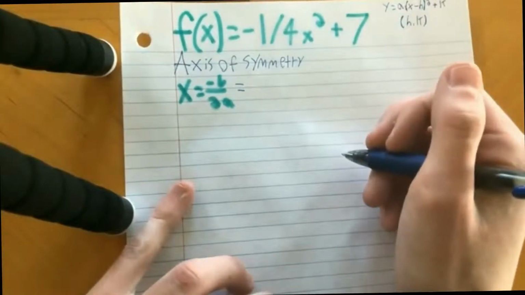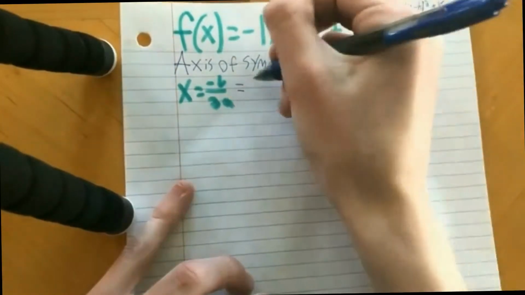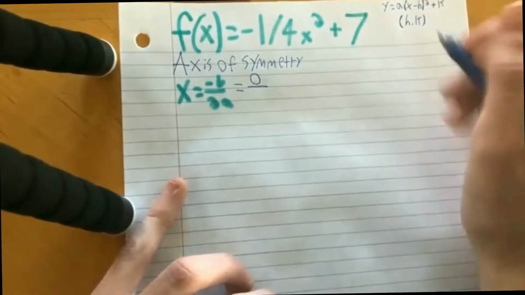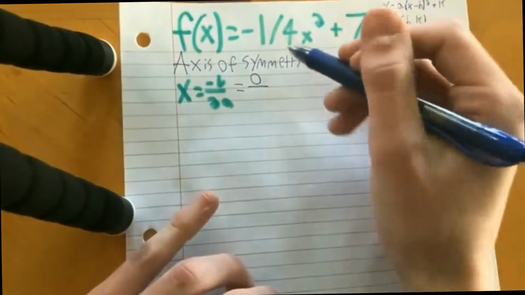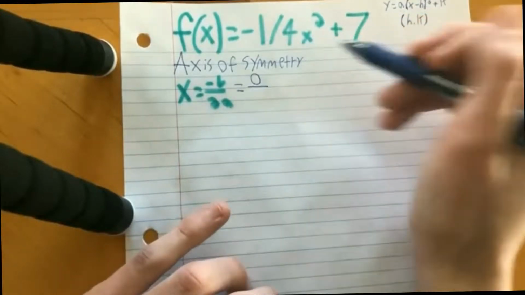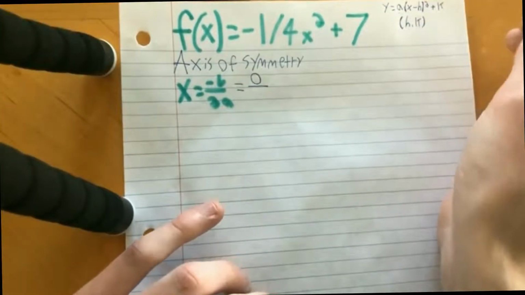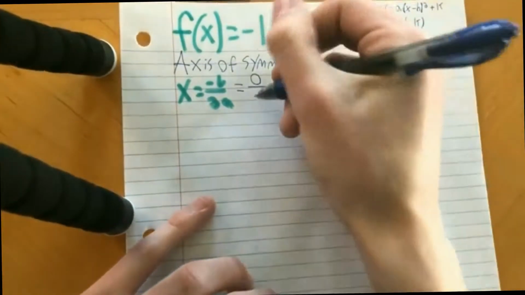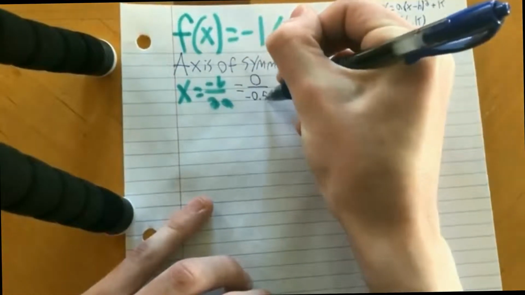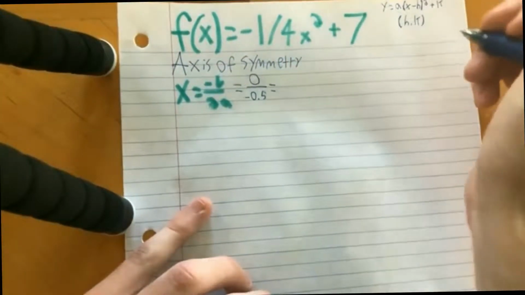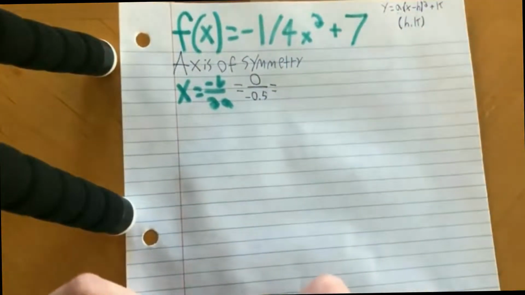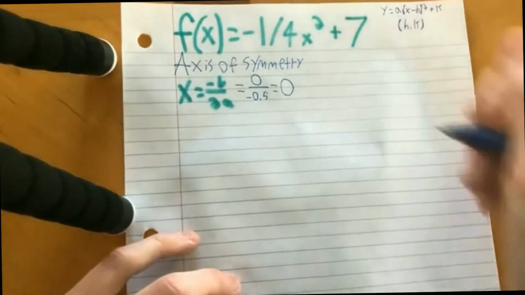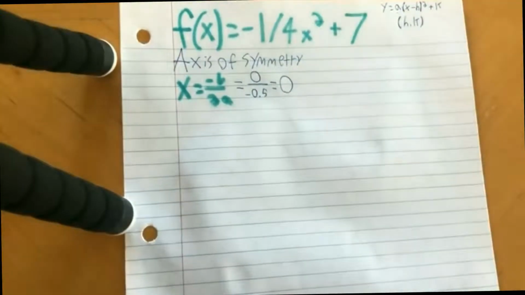So negative b, our b term is 0, because we don't have a b term. So it's going to be 0 over 2a. Our a term is right here. Remember, it's the coefficient, and it is negative 1 over 4. So negative 1 over 4 times 2 is just negative 1/2. I'm going to write that as negative 0.5. And then 0 divided by negative 0.5. You can't divide 0 into negative 0.5 pieces, so it's just going to be 0. Okay, cool. So our axis of symmetry is 0.